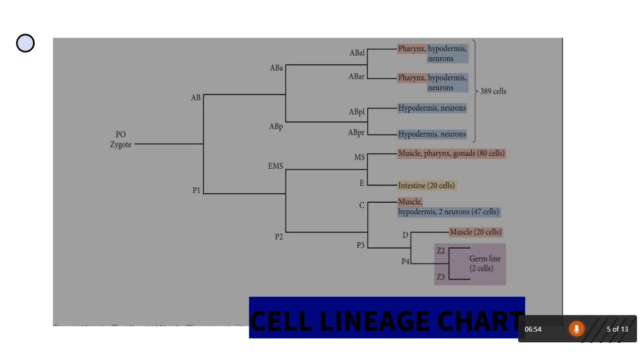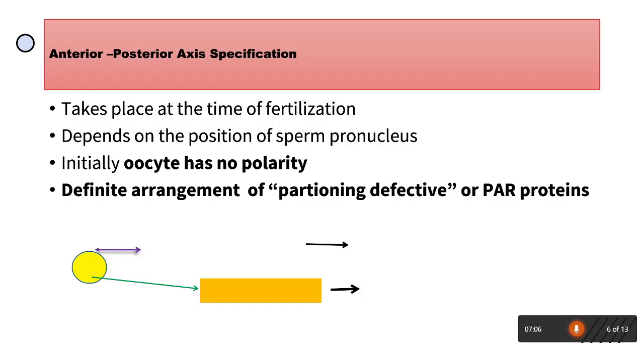Further division of cells results in the formation of 959 cells usually established there. Okay, this is about the cell lineage chart. Moving on to anterior posterior axis specification. Here we will be dealing with when it occurs and how it occurs.